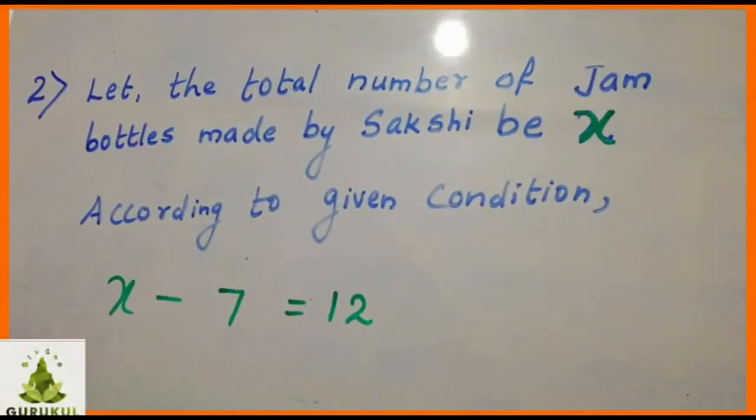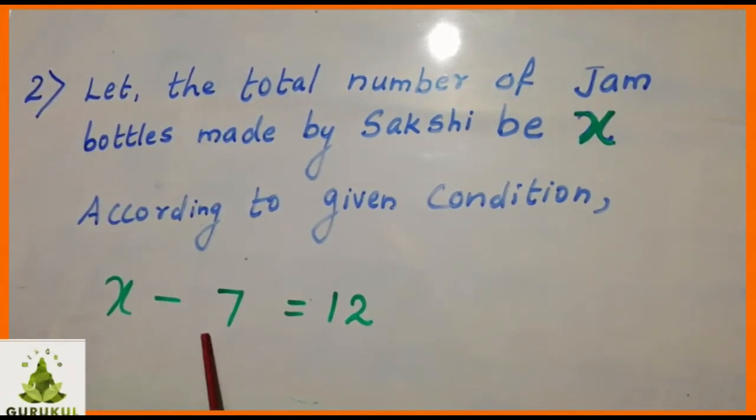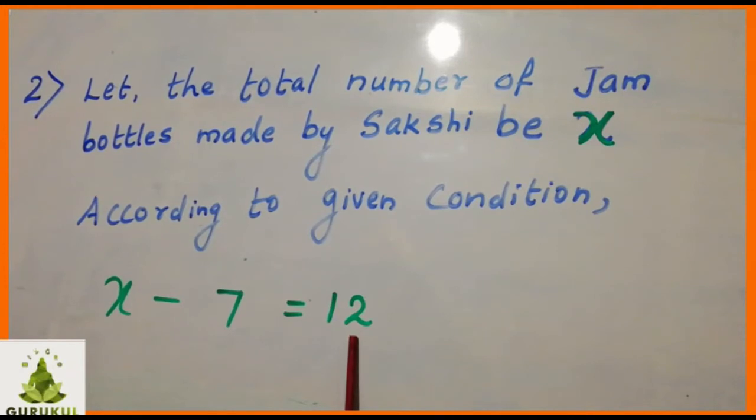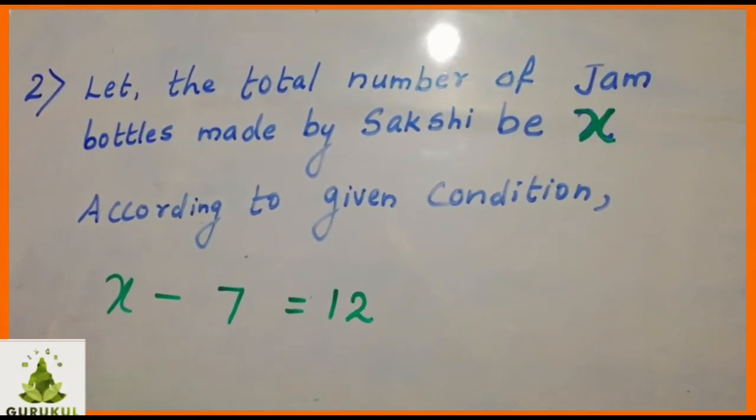Let the total number of jam bottles made by Sakshi be x. Now, according to the given condition, she gave 7 bottles to her friend. From x bottles she gave away, so minus 7, 7 bottles to her friend. After giving, how many were left over? After giving this, she is left with 12 of the bottles. So this is the required equation.